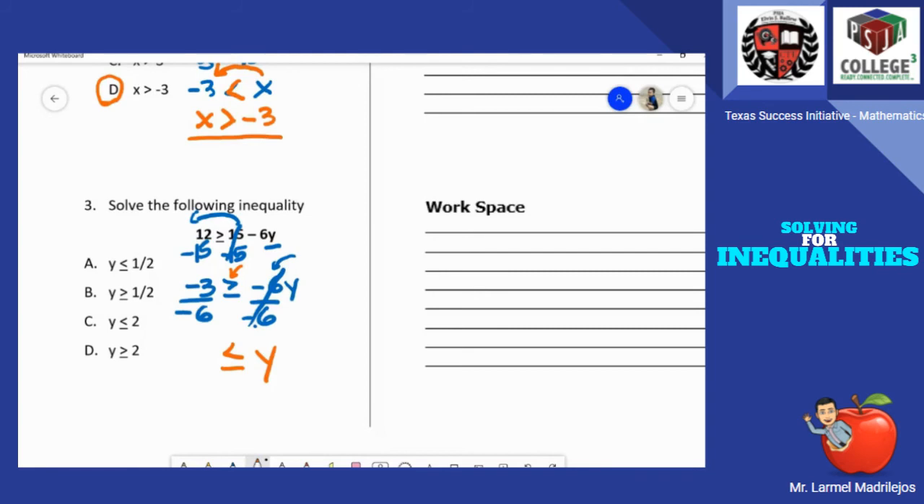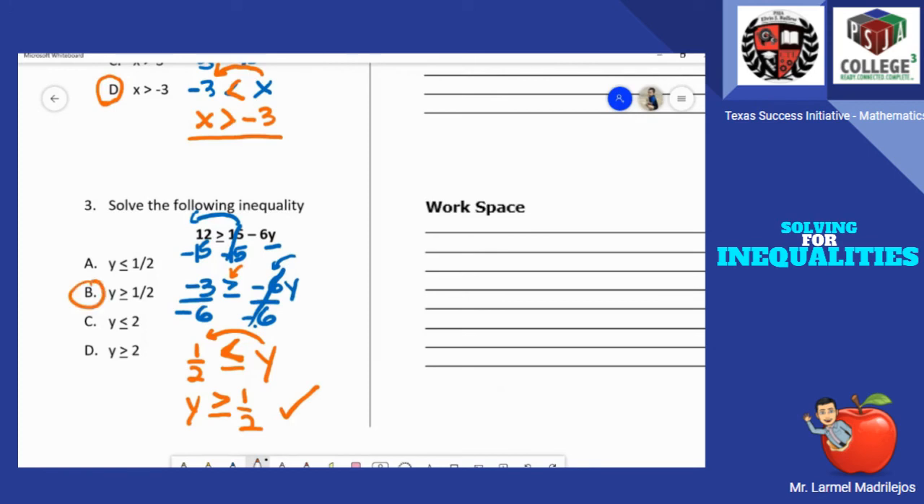Negative 3 divided by negative 6 is positive 1/2. But we're not used to writing in this way. We always write the variable on the left side. So if I move this to the left side of the equation, this follows this inequality here. So y here follows the inequality. So this is the answer. Y equals 1/2. Oh, my bad. Y is greater than or equal to 1/2. So the answer is letter B.